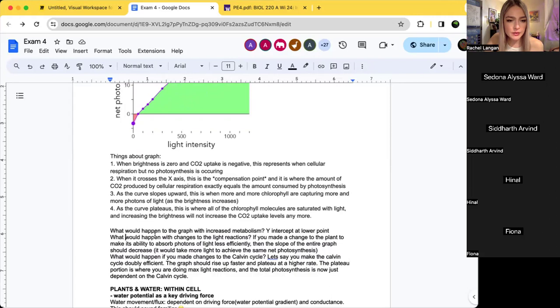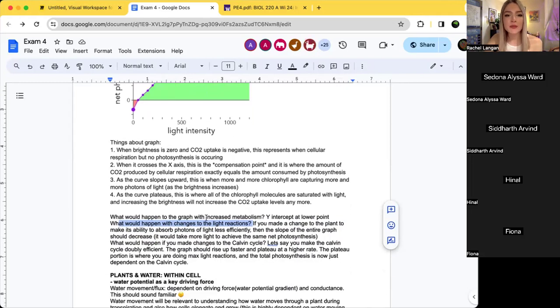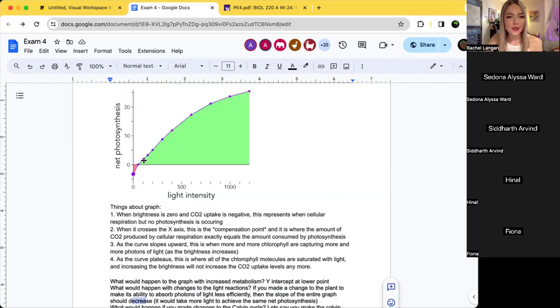What would happen if you do something to mess up the light reactions? I don't know, you mess up ATP synthase or something, or you provide less light, or you decrease the amount of pigments. If you change something with the light reactions, then you should expect the slope of the graph to decrease, right? The slope of this graph shows you the light dependency of photosynthesis. So if you change anything with the light reactions, that slope should change to become either lower or higher, depending on whether you increase or decrease the light reactions.